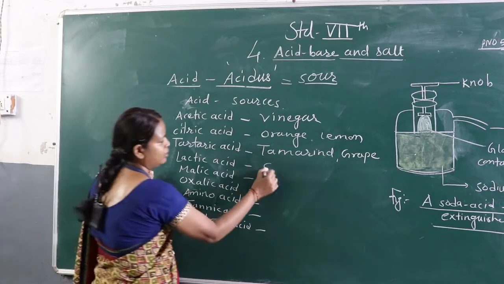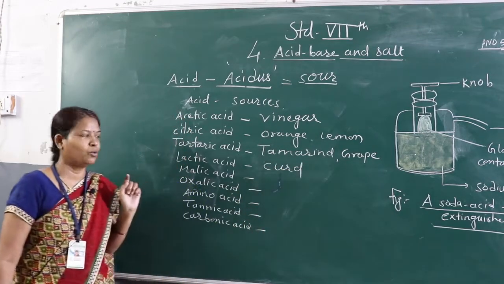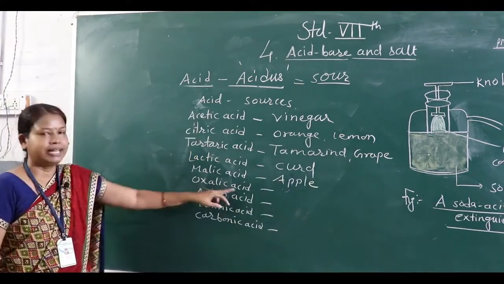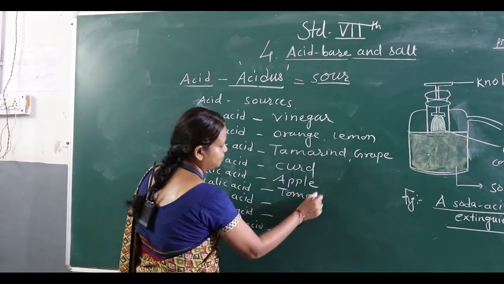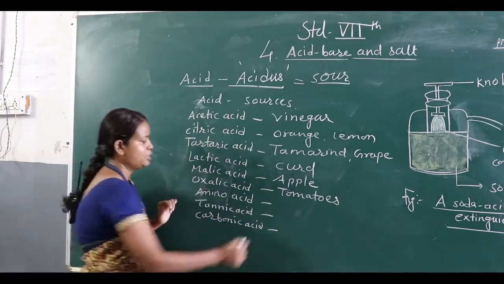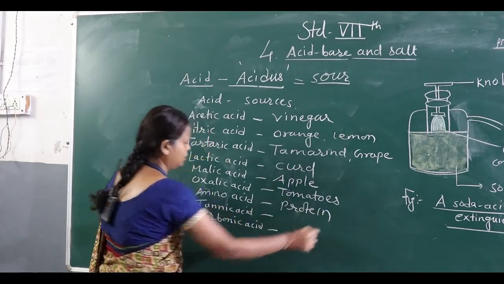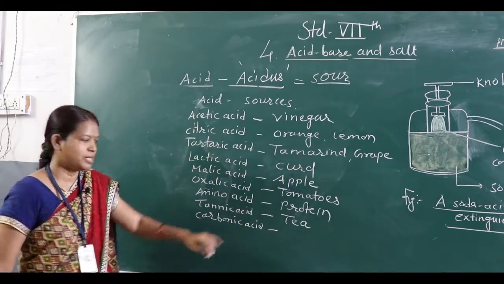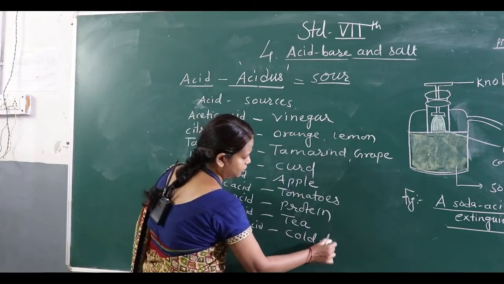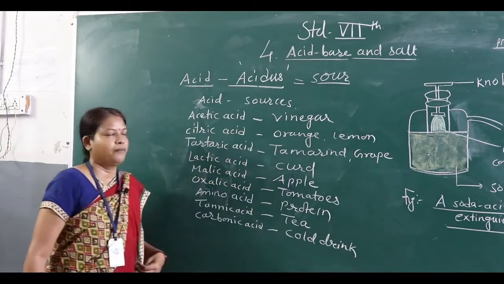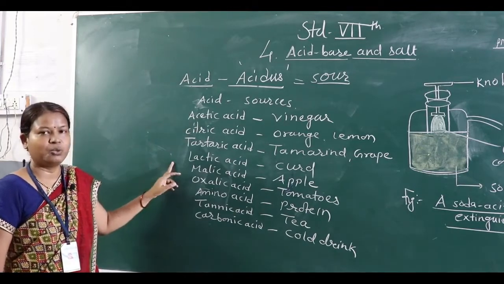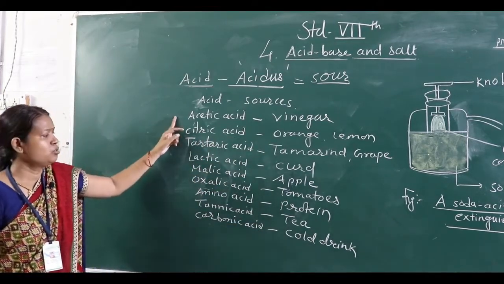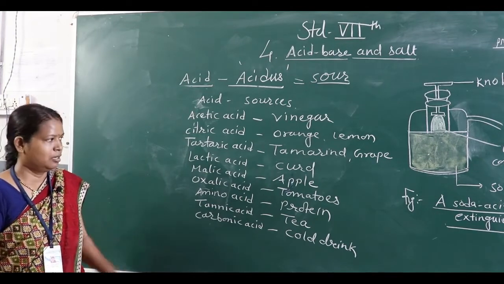Lactic acid is present in curd. You know it, it is very common at your home. Malic acid is present in apple. Oxalic acid is present in tomatoes. Amino acid is present in protein. Tannic acid is present in tea. And carbonic acid is present in your cold drink. By looking at these examples, you can confirm that at our home, every day, we use so many different types of acid.